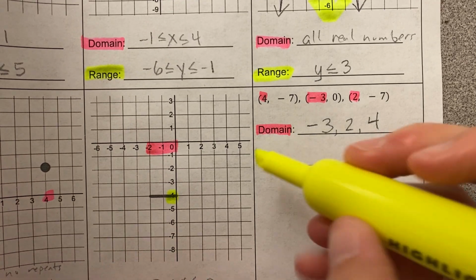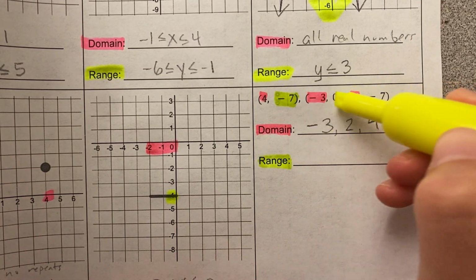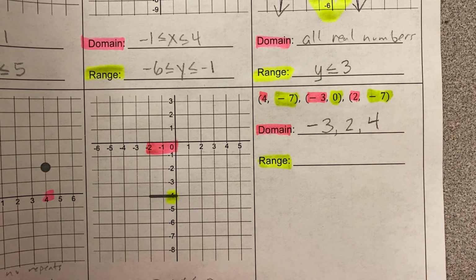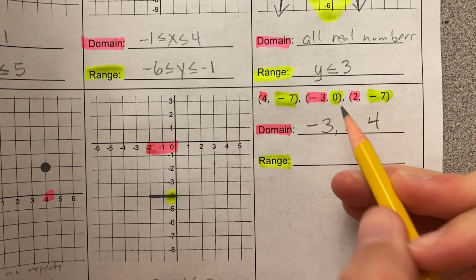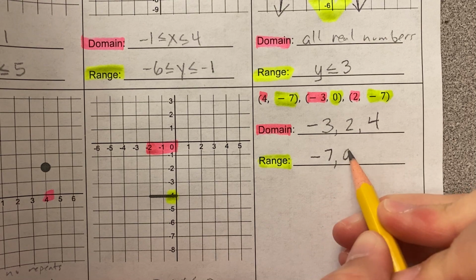And my range, least to greatest, no repeats, is going to be these 3 numbers. I notice there's 2 -7s here. I don't list them twice, right, because there's no repeats, but -7 is smaller than 0, so I'm going to list -7 first, and then 0.